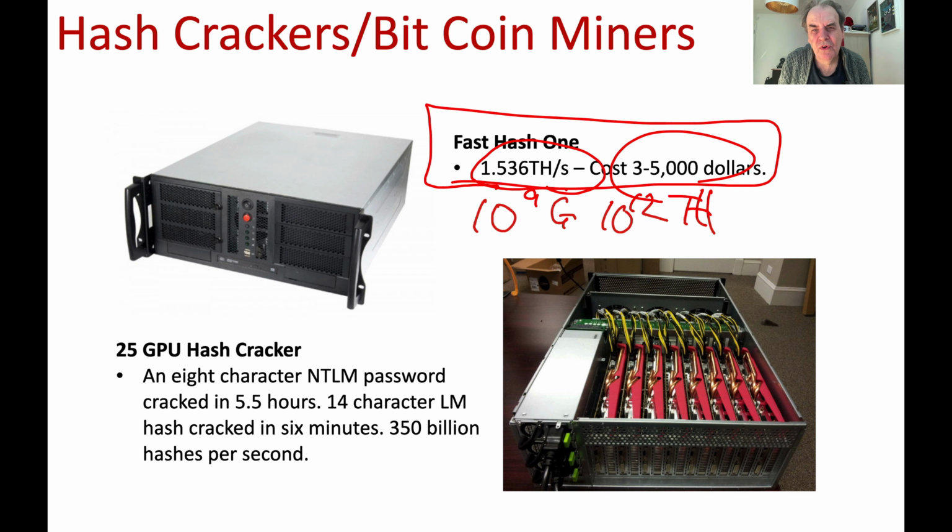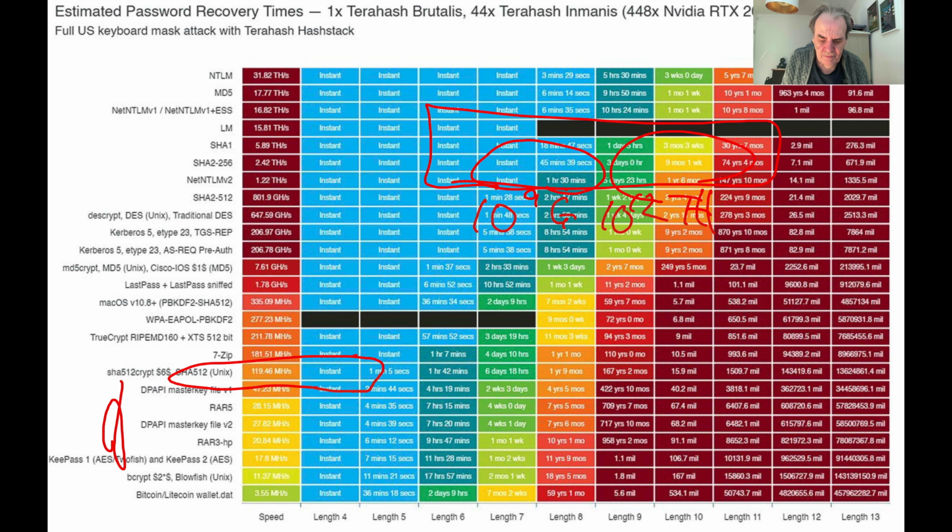This one here is a 25 GPU hash cracker, and it can crack an 8-character NTLM password in 5.5 hours. But it's possible to get even larger ones than this, and we can get large arrays of computers.